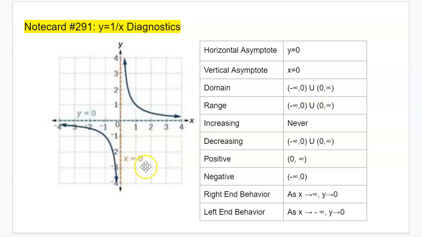Now your range, you smush to this orange, you smush to the y-axis. So again, everything's covered except y equals 0. So your range looks similar. It's just the domain's talking about the x values and the range is talking about the y values.